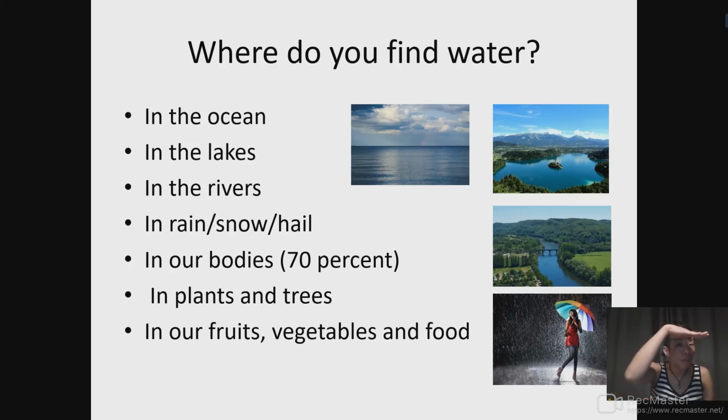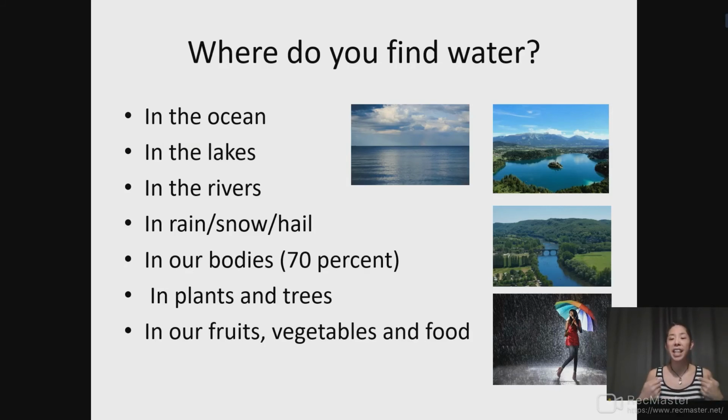Where do you find water? You find water in the ocean. We find water in lakes. Lakes are when water is in one place and it doesn't flow. We also find water in rivers. Here's a river here. A river flows. We also find water in our rain, hail, and snow.